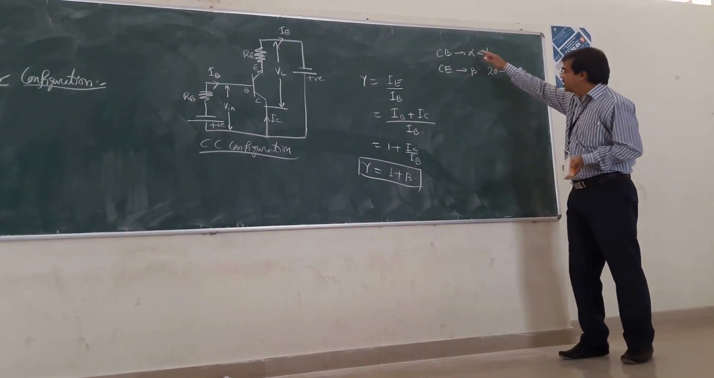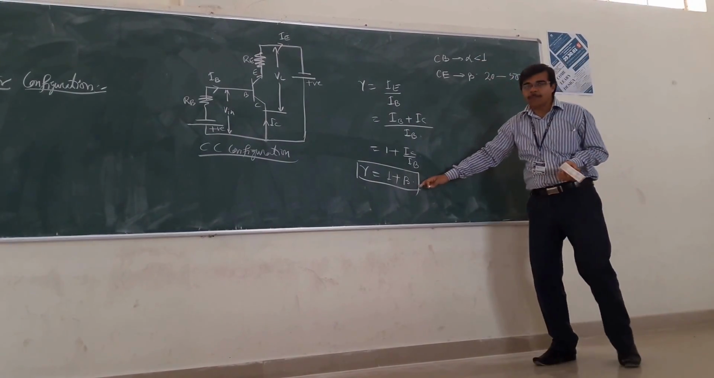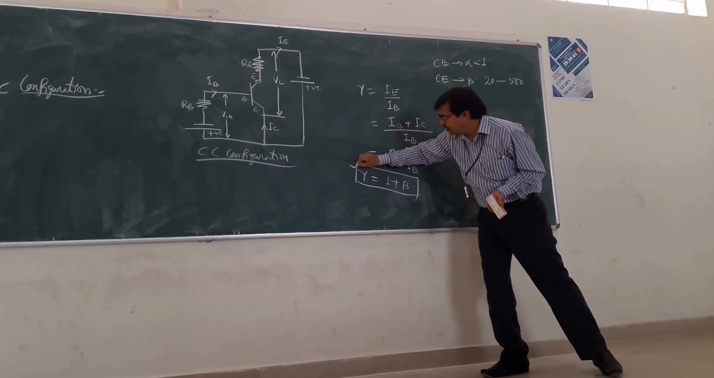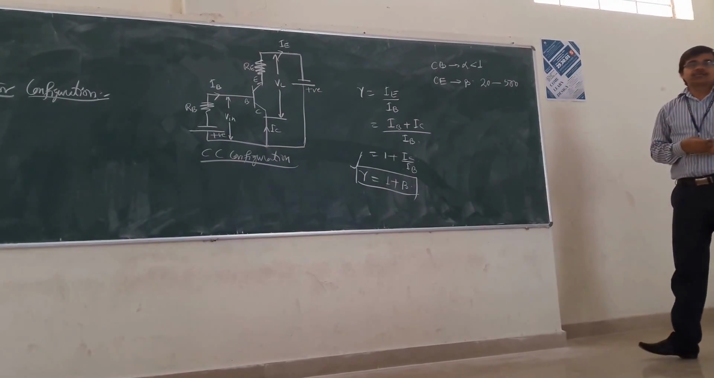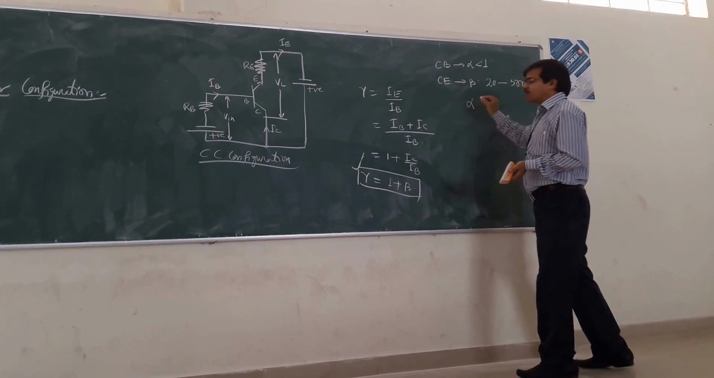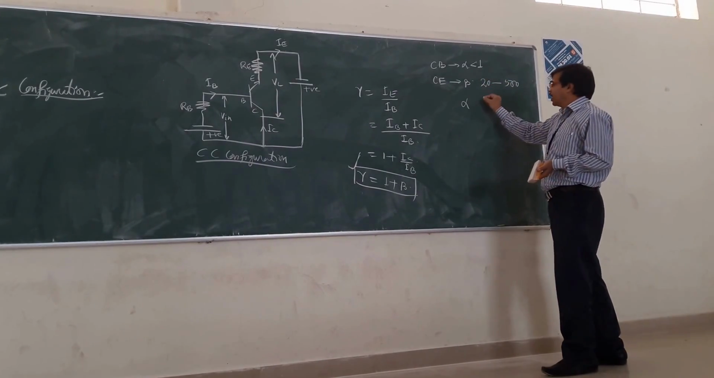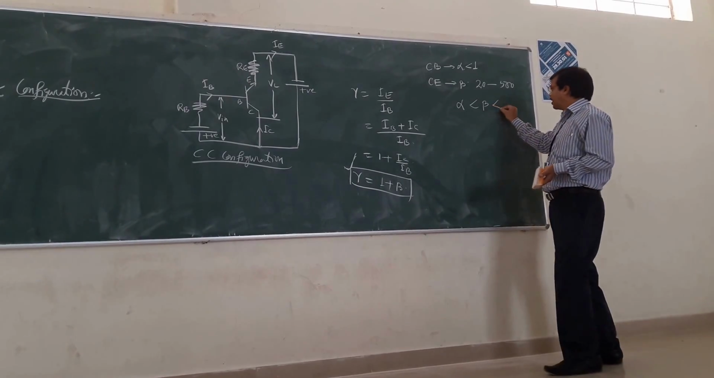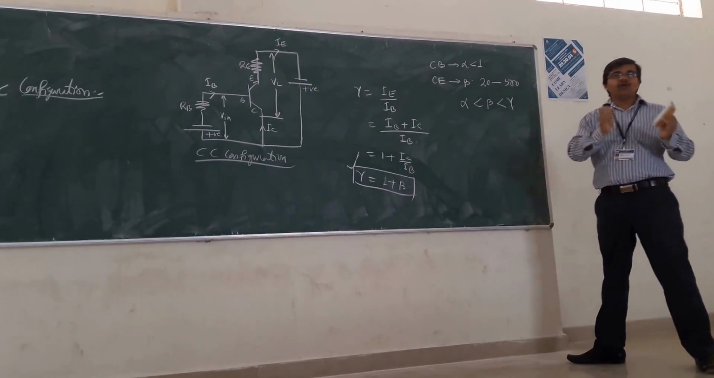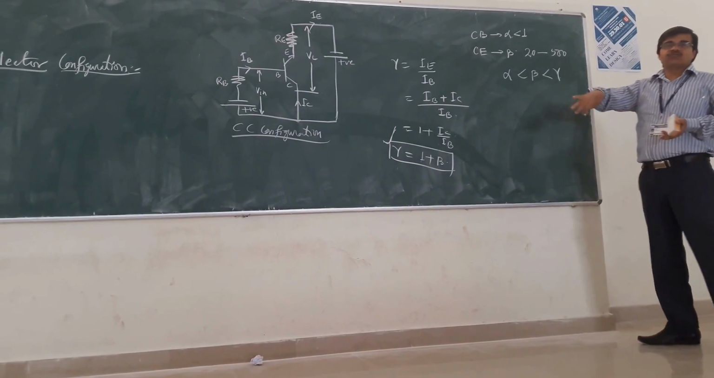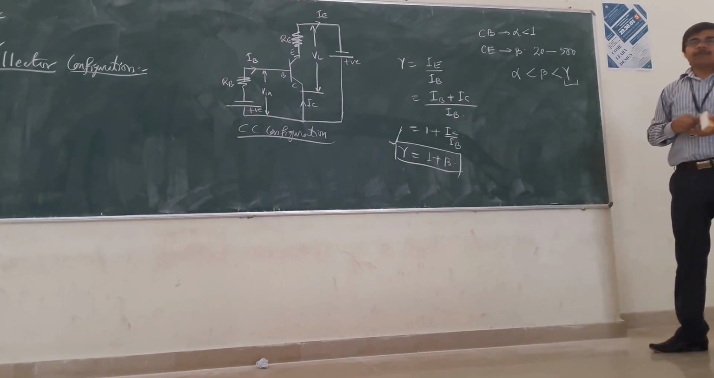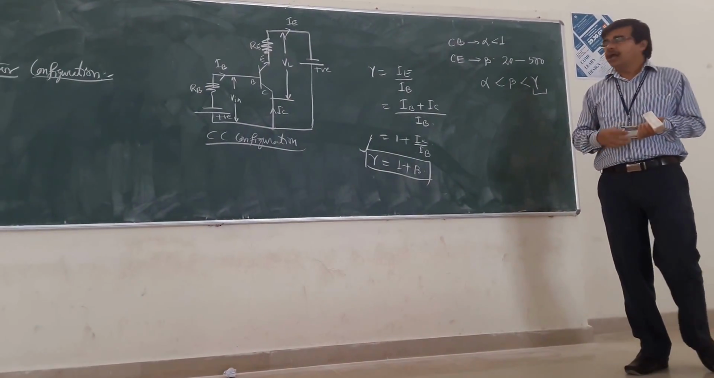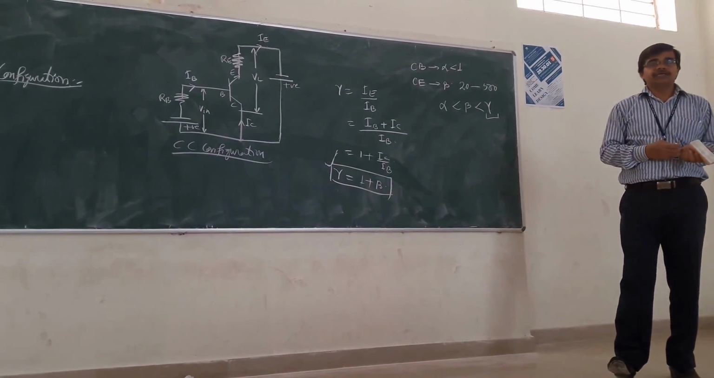So if we see your alpha, beta and gamma, we can say that the current amplification factor gamma will be the highest. The smallest will be your alpha, which is less than unity. Then you will have the beta, whose value is between 20 to 500, and then you will have the gamma, which is beta plus 1. So this shows that your gamma will have the highest value. And as current amplification factors, these are dimensionless quantities.